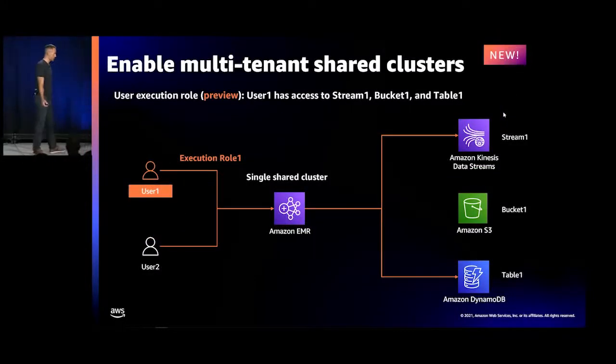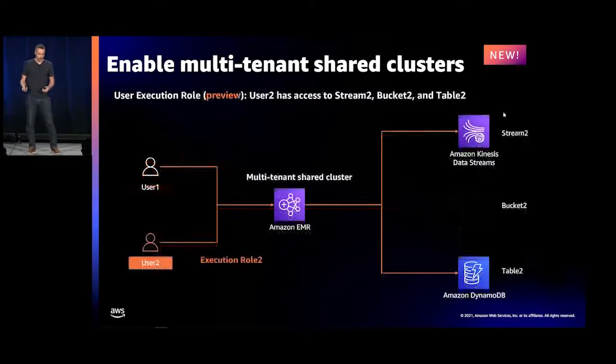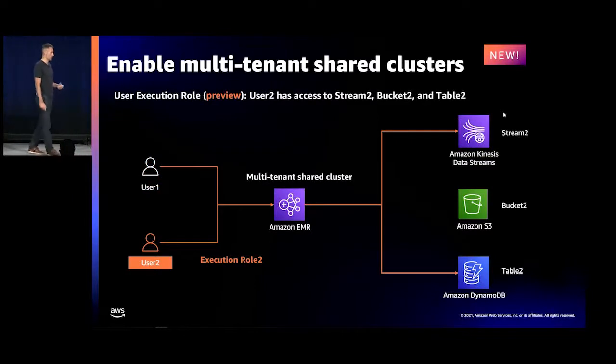With the user execution role, you can now create multi-tenant and shared clusters. You can have a single shared cluster, and you can submit jobs. So for example, in this case, user 1 will submit a job with role 1 to access stream 1, bucket 1, and table 1. User 2 will submit a job on the same cluster, providing role 2 to access stream 2, bucket 2, and table 2.